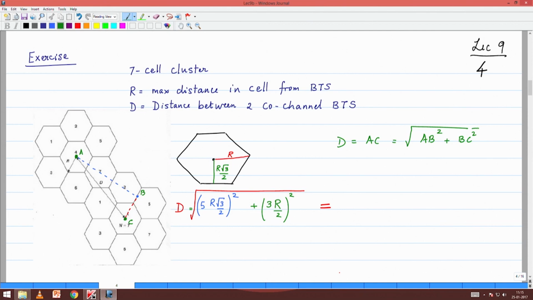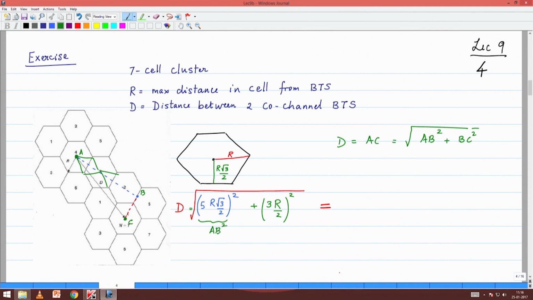So I want to calculate the distance AB. It basically traverses along the altitudes of the equilateral triangles, if you notice. If you think of an equilateral triangle here, an equilateral triangle here, basically it's traversing along the altitudes. And root 3 by 2 times R is the height of the altitude, and there are 5 such altitudes that it traverses. So 5 times root 3 by 2 R, whole squared, that becomes AB squared.